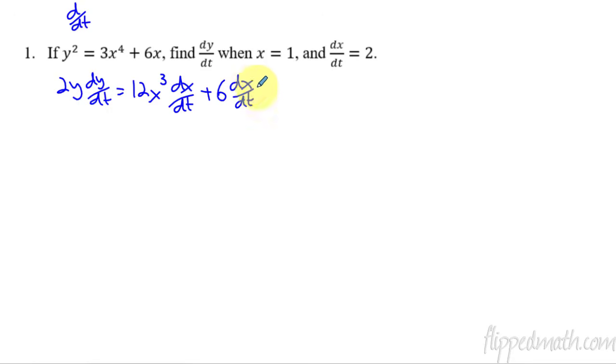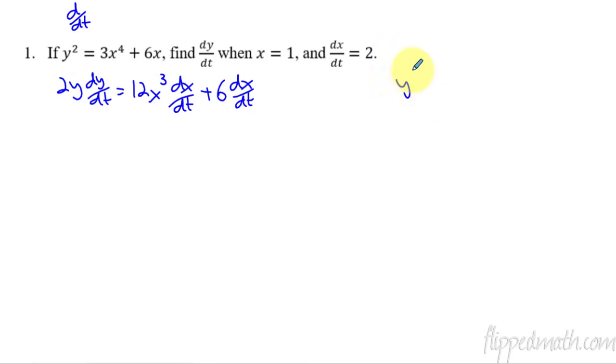All right, what are we looking for? We're looking for the dy dt, which is this right here. That's what we're trying to find. So we just need to plug in what we know. So x equals 1, dx dt equals 2, but we don't know what y is. So in this situation, when we don't have enough information, what you have to think about is how to solve and figure out what y equals.